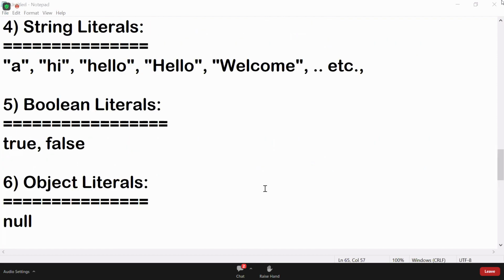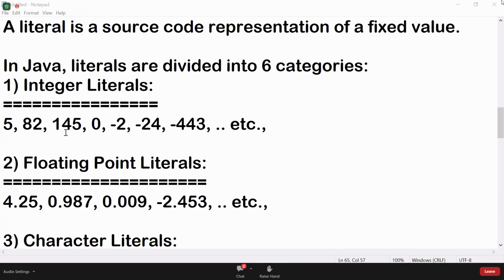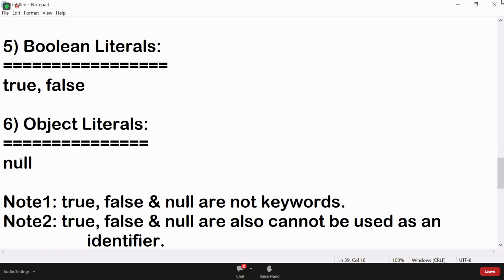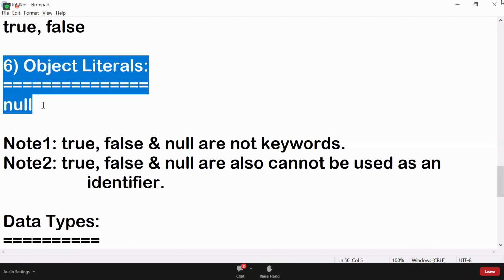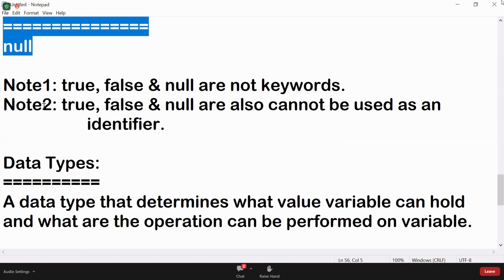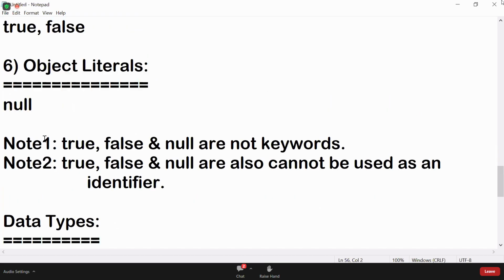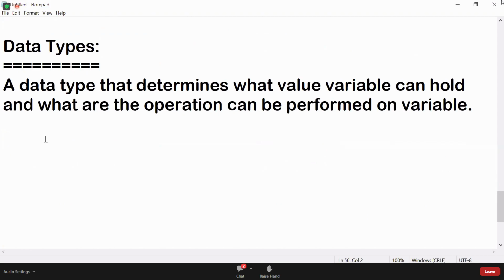See, here six categories of literals are given. You have seen integer, float, character, string, boolean. But when we have to use the object literal comes further. It is related to object oriented programming, and you will understand that further. Today it is not possible to understand. When we use null, you will understand further: if an object is created, its address is stored; if the object is not created, null will be stored. In that situation we use it.